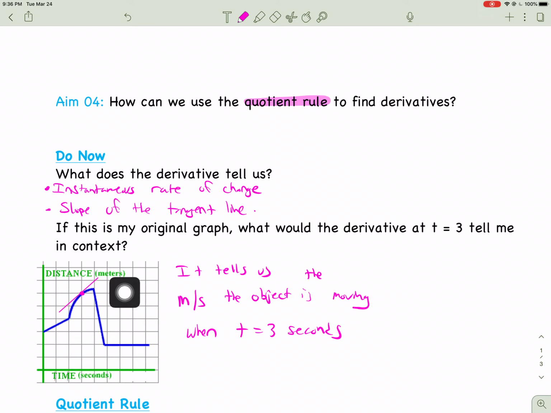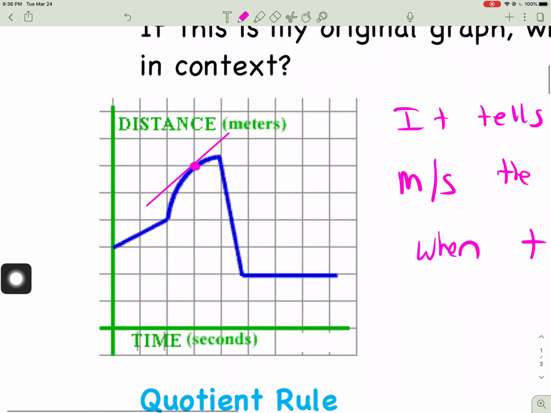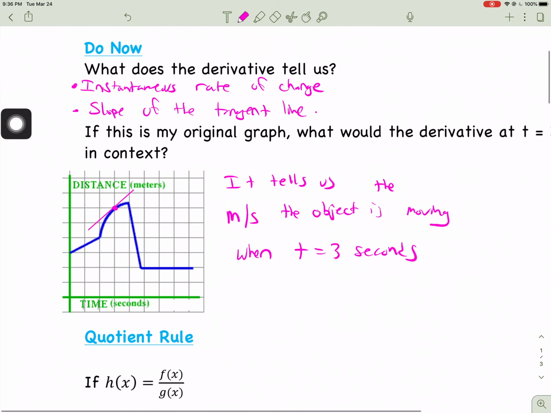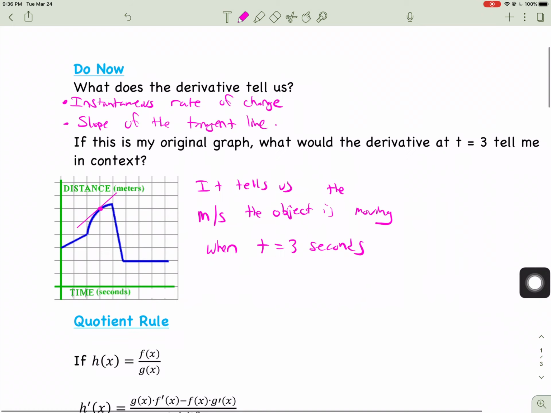So if this is your graph, which compares distance over time, what would the derivative at t equals 3 tell you? Well, if you look at t equals 3, we have this tangent line here. That slope is the speed, or the meters per second, that the object is at exactly that moment, when time is 3 seconds. All right, so let's look at the quotient rule.